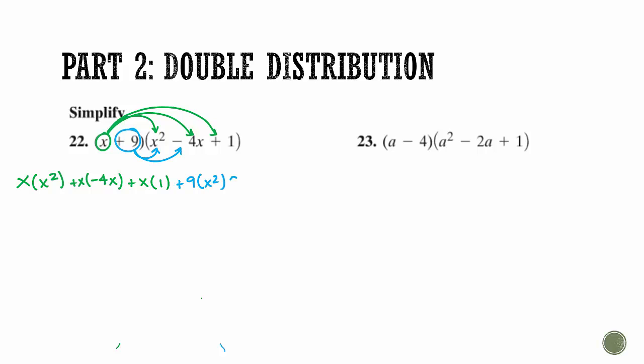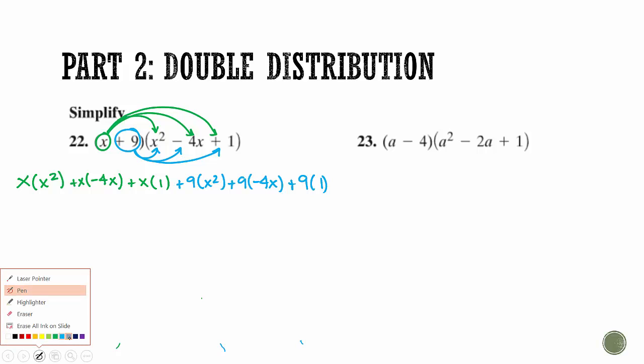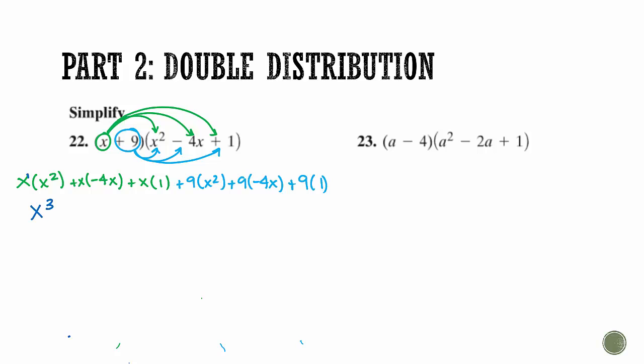9 times x squared, then 9 times negative 4x. It's positive 9, so we've got to add that negative 4x. And then 9 times 1. So combine our stuff. This part should be old news. So x times x squared, remember there's a 1 there, that gives us x cubed. x times negative 4x gives us negative 4x squared. And x times 1, that's an easy one. We just get x. And then we get 9x squared minus 36x plus 9.